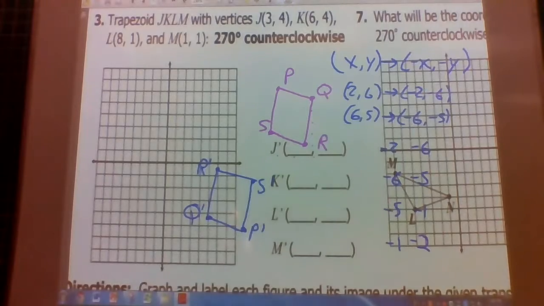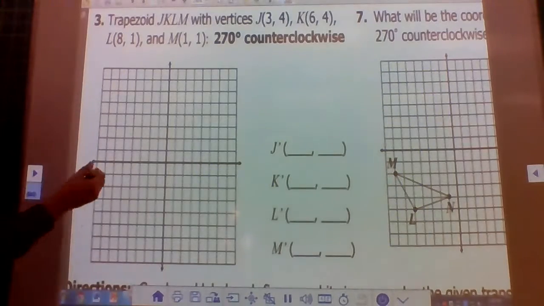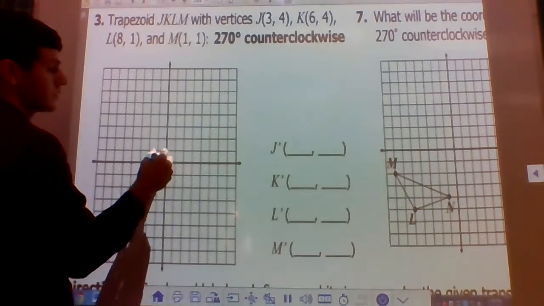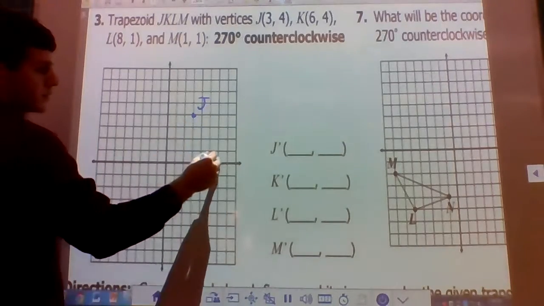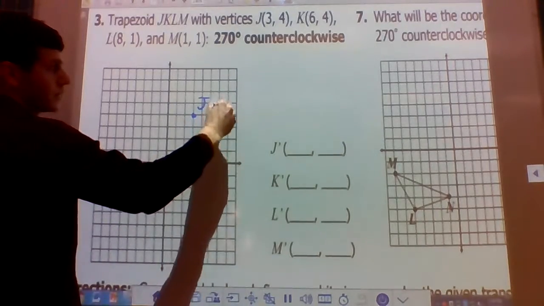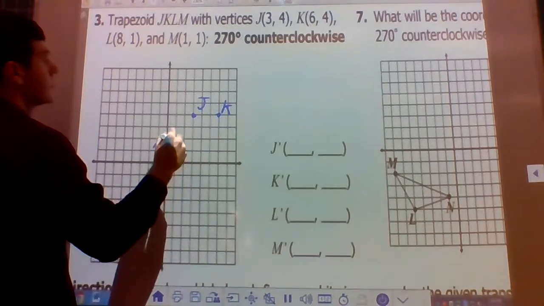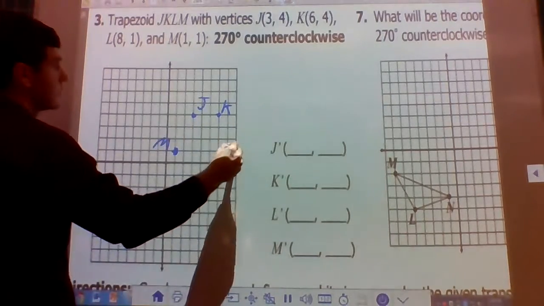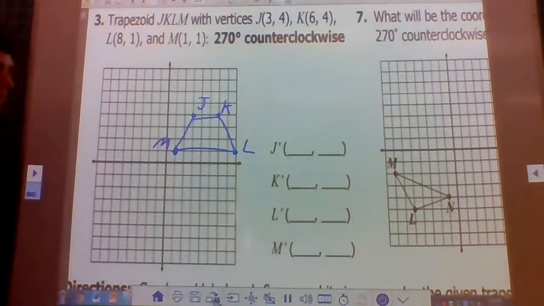Okay, number 3 is a 270-degree rotation. Okay, so we have a trapezoid, JKLM. So let's graph our trapezoid, JKLM. So J is 3, 4. 6, 4 is K. 1, 1 is M. And 8, 1 is L. Okay, so there's our trapezoid.